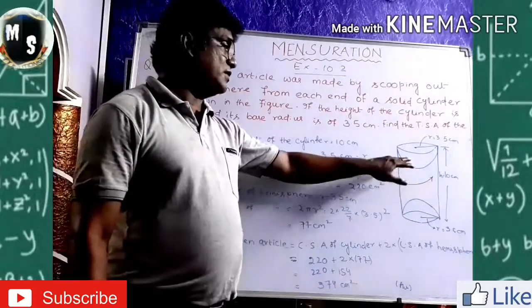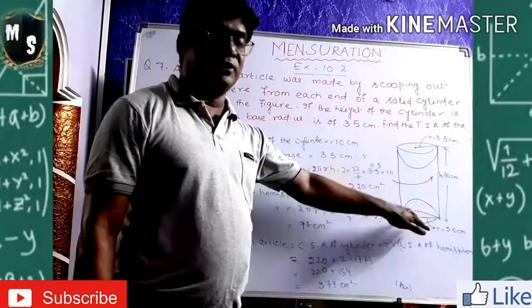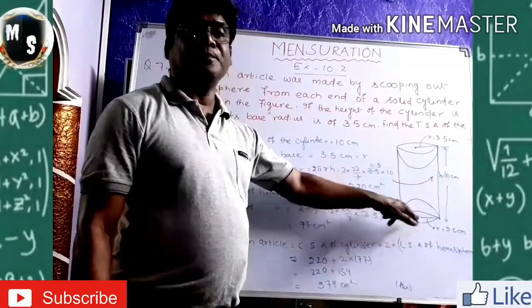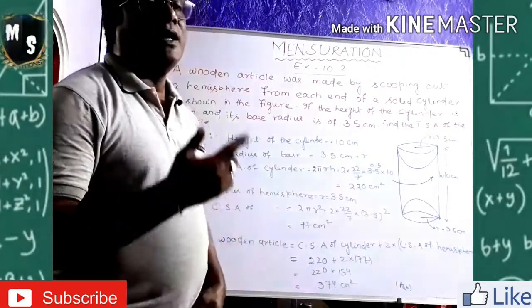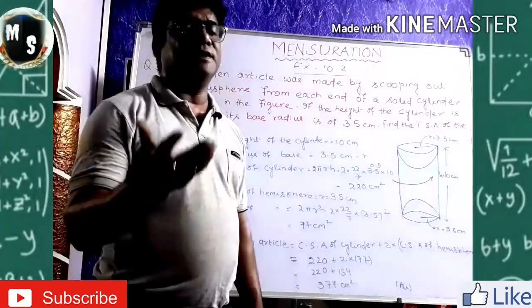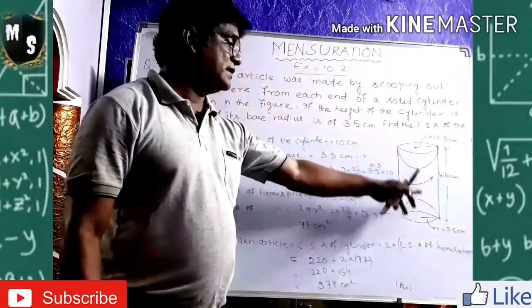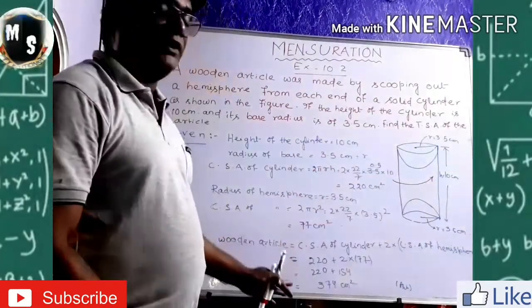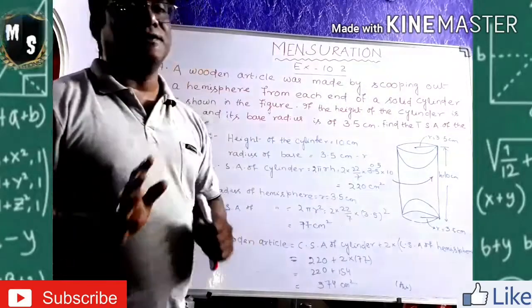It is TSA or CSA or volume, then you have to go accordingly, because it is a combination of a hemisphere and a cylinder. So 2 hemispheres are at the 2 ends. If you are calculating the CSA of one hemisphere, then into 2, double CSA is coming to you. Then when you add the CSA of the cylinder, this sum is very easy for you.